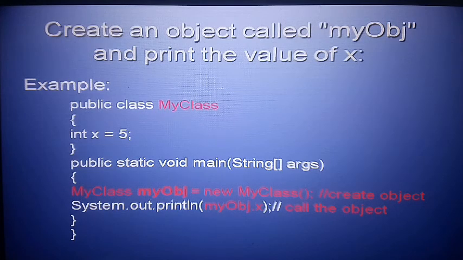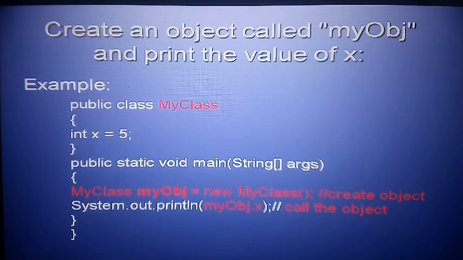After that, MyClass is the class name, and myObj, here I'm creating the object, is equal to new MyClass with function types. I already told you about creating an object. System.out.println of myObj.x. So x has the value of 5.